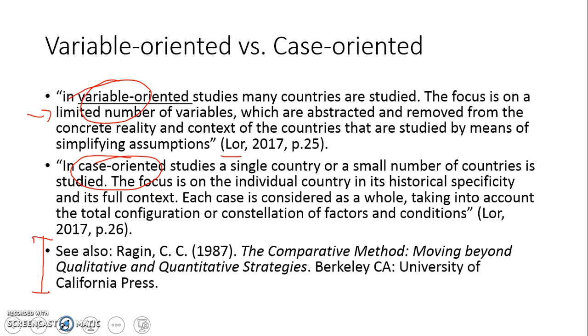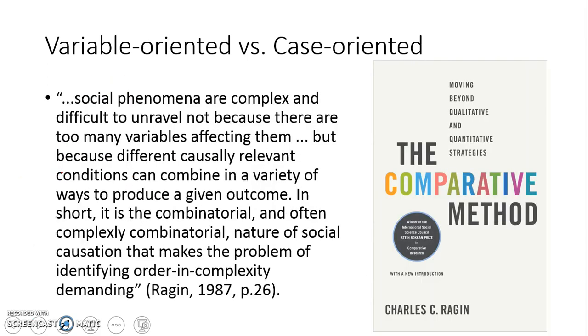I want to mention that a lot of this information comes from our good friend Charles Ragin, who wrote The Comparative Method back in 1987. Although Ragin leans a little more towards the qualitative side of things, his way of thinking about comparative research is quite legendary. And so this variable-oriented and case-oriented approach also has its seeds in Ragin.